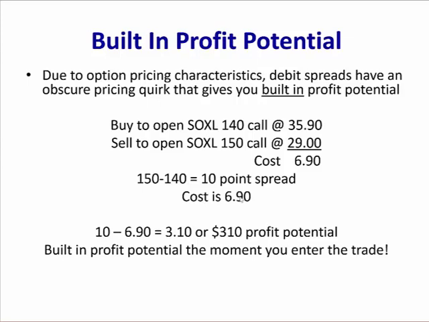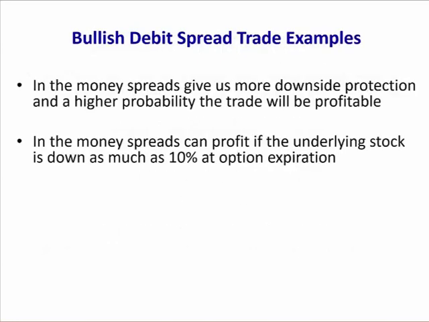The cost is 690. So if we subtract the 690 cost from the spread of 10, we come up with a profit potential of $310. So we had built-in profit potential from the minute we entered this trade. So again, the cost was 690, the spread is 10, so that gives us a profit potential of $310 that's built in from when we initiate the spread.